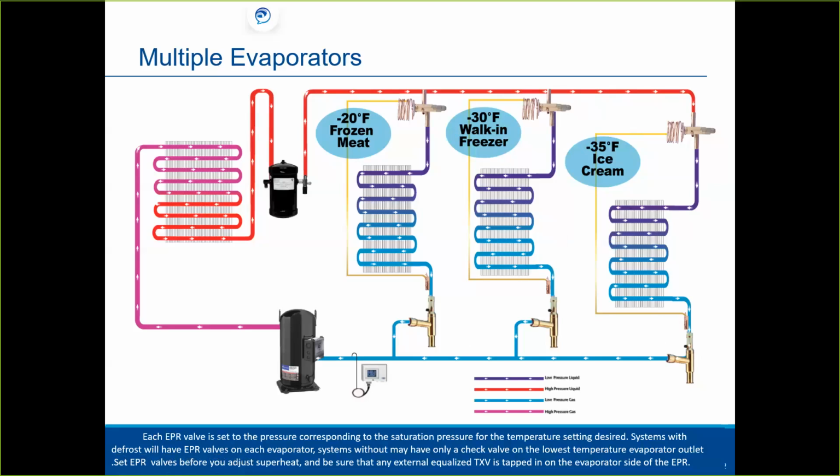Systems with defrost, I wanted to note, have EPR valves on each evaporator. Systems without may only have a check valve on the lowest temperature evaporator outlet set to the EPR valves. You adjust superheat, and be sure that any external equalizer, TXV, is tapped in the evaporator on the side of the EPR. In other words, beyond it, okay?